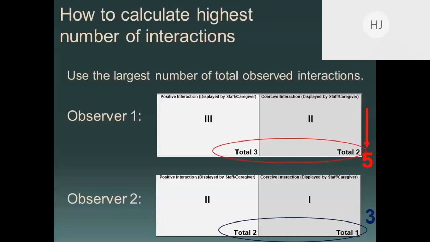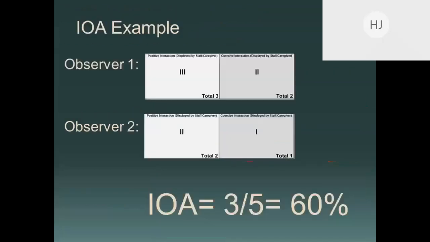We're going to look at just, okay, observer 1 saw 3 positive interactions and 2 coercive interactions for a total of 5. And observer 2 had 2 and 1 for a total of 3. So 5 is larger than 3. It's going to be your bottom number. And then this just gives you the formula here on the bottom laid out, where you can still see the observation forms. So the IOA formula for this same interaction that we just scored on the previous 2 slides is going to be 3 divided by 5, which gives you 60% total agreement.